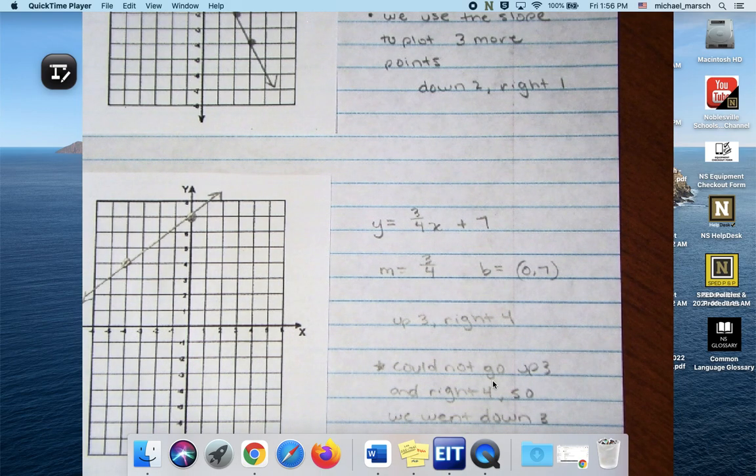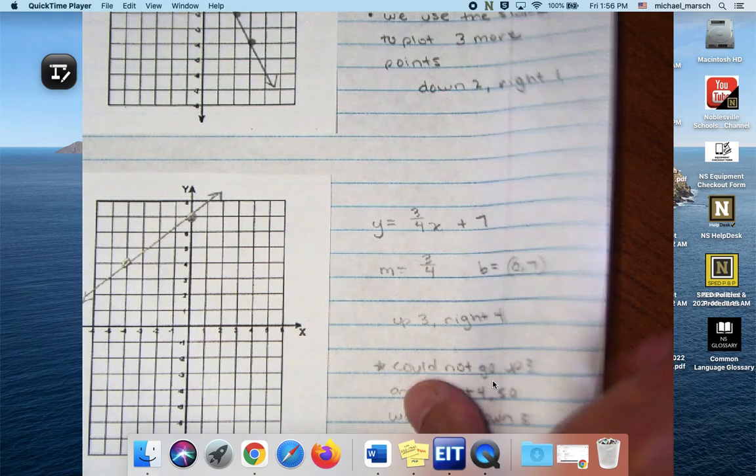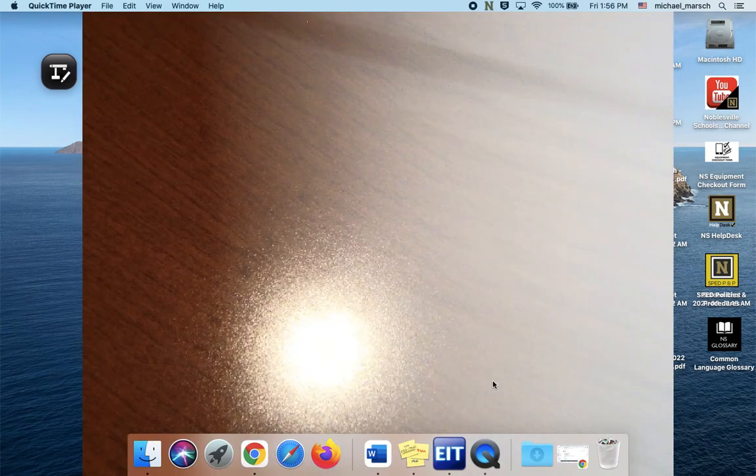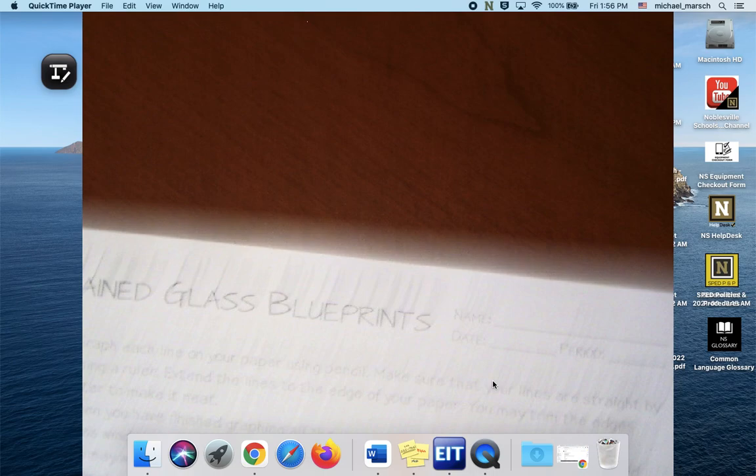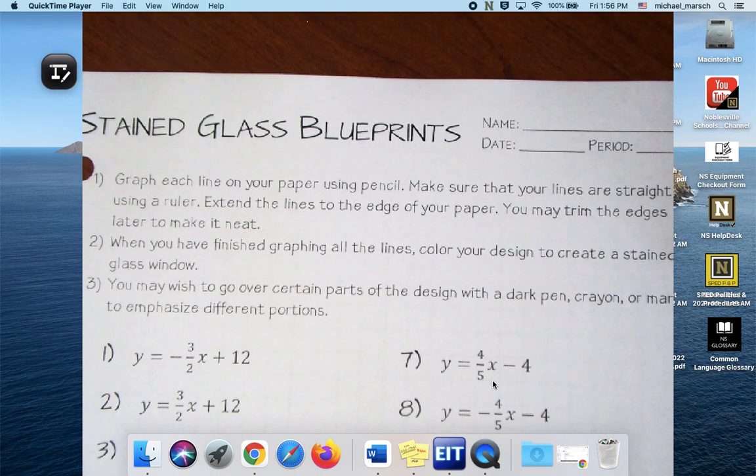You'll want to color a design, but I would wait till you're done. If that makes sense. Okay. So we have this stained glass blueprint. We're going to read through the directions together to make sure we all understand what's happening. Do we need the glue stick? Nope, you don't need the glue stick anymore. Good question. We'll save it for Monday. Okay, all right.